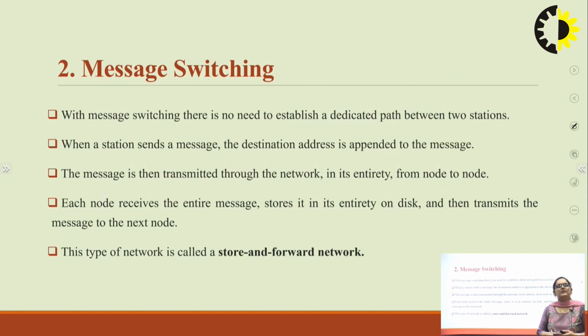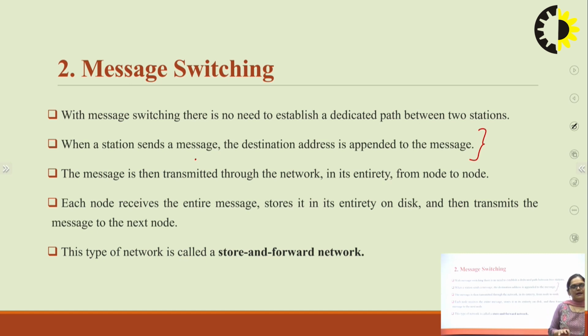Okay. Another switching method is message switching. With message switching, there is no need to establish a dedicated path between the two stations as in the case of circuit switching. Here, when a station has to send a message, the destination address is appended to the message at the end, and that message is then transmitted through the network in its entirety from one node to another node.